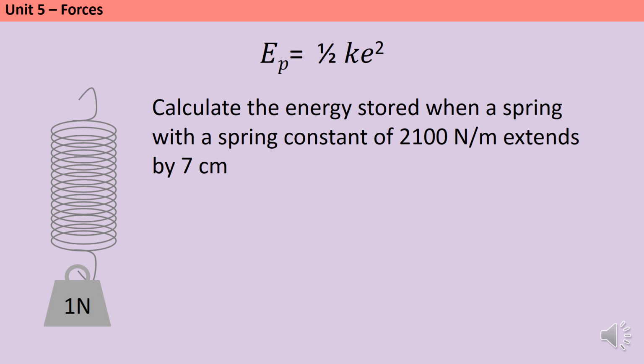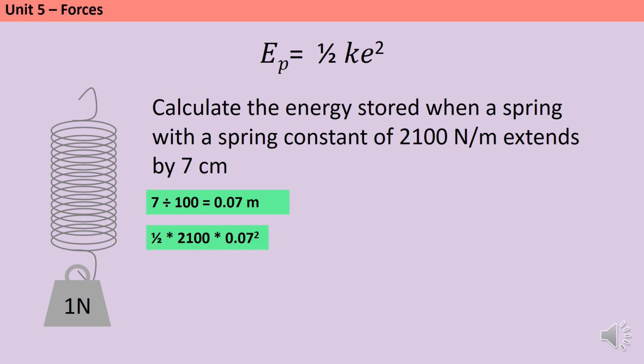Here we've been given an extension in centimetres rather than metres. There are 100 centimetres in a metre, so before I can begin I need to divide that number by 100 to convert to metres. 7 centimetres is the same thing as 0.07 metres. Now I can substitute in the rest of my numbers.